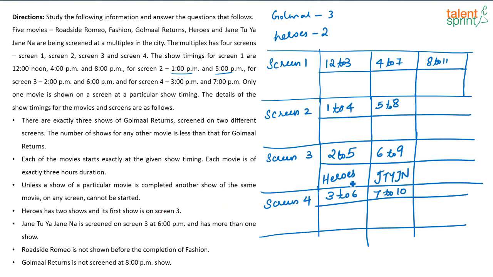So, when will be the second show of Heroes? After 5 o'clock, right? It can either be in screen 4 or screen 2 or screen 1, anywhere, but after 5 o'clock. First show is 2 to 5 and it is happening in screen 3. Roadside Romeo is not shown before completion of Fashion.